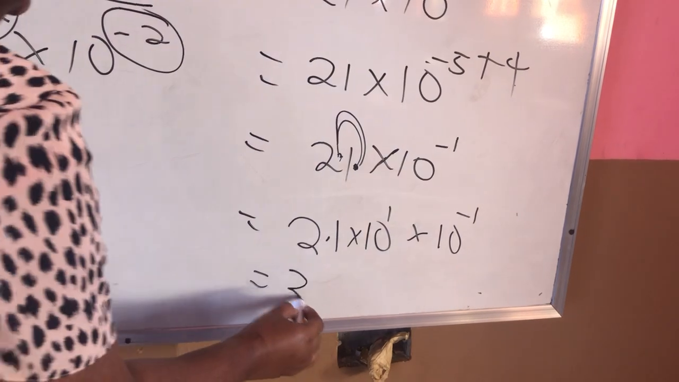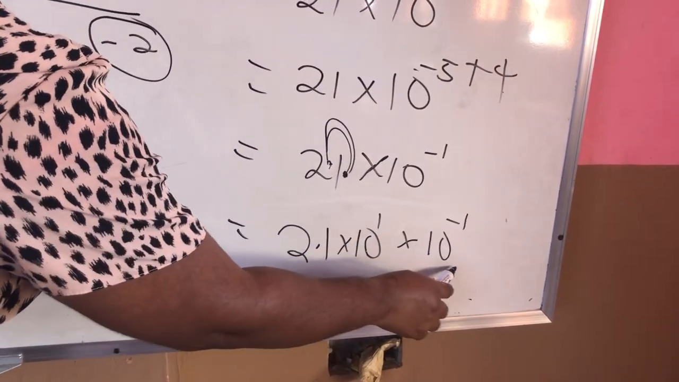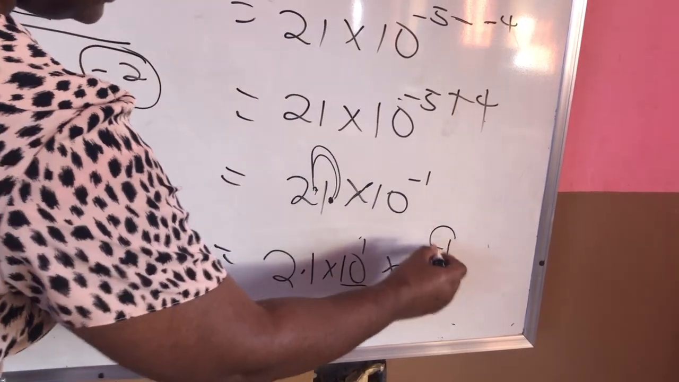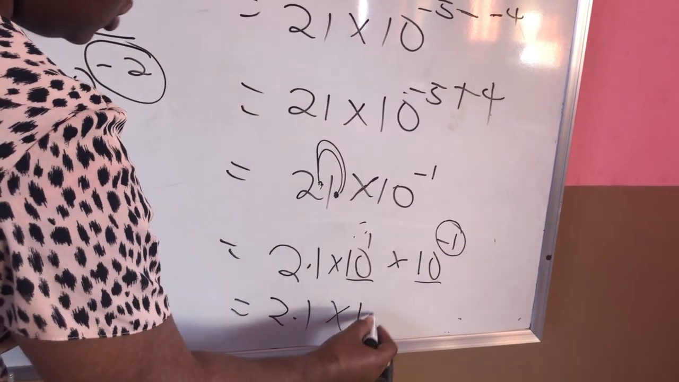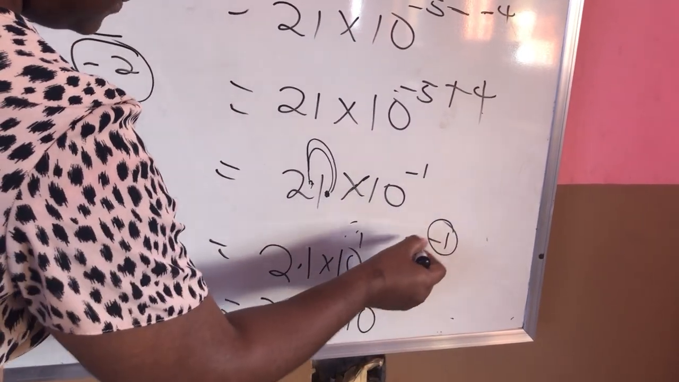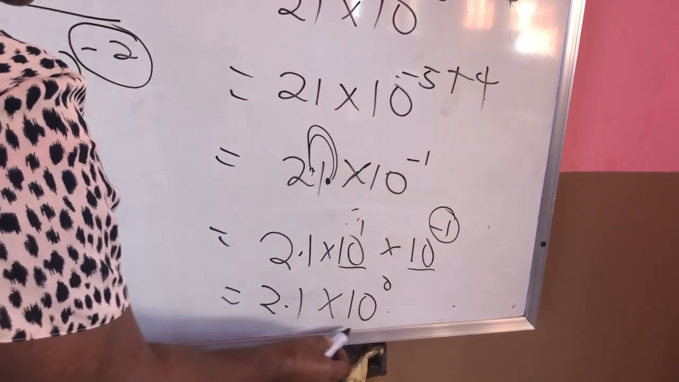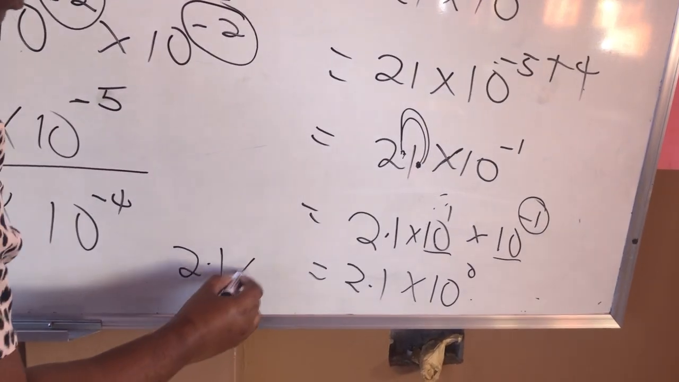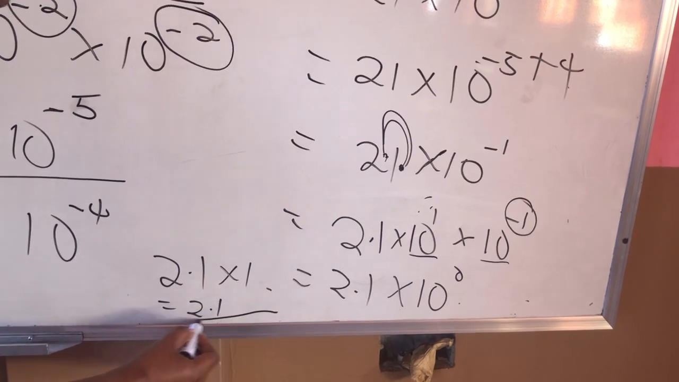So 2.1. Numbers of the same base, when they are multiplying, what do you do to the power? You add. So I will have 10 to the power 1 plus negative 1, which is the same as 1 minus 1. What is that? 0. Any number to the power 0 is 1. So your answer is 2.1 times 1, which is the same as 2.1. So this is your final answer.